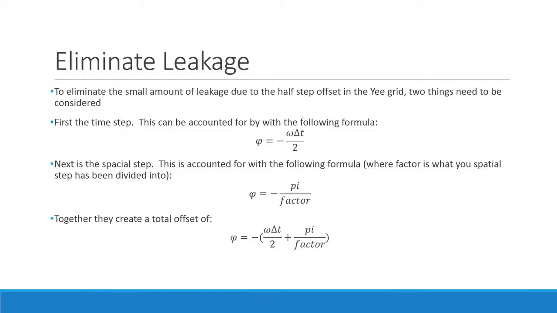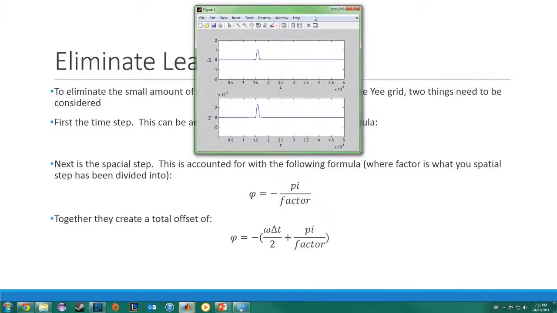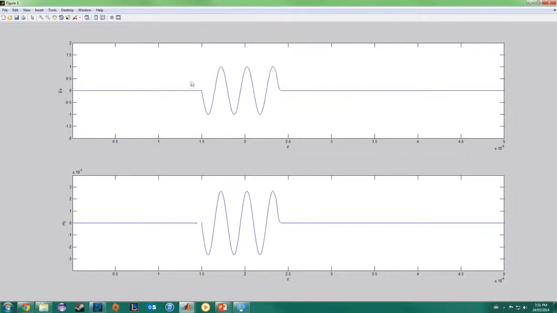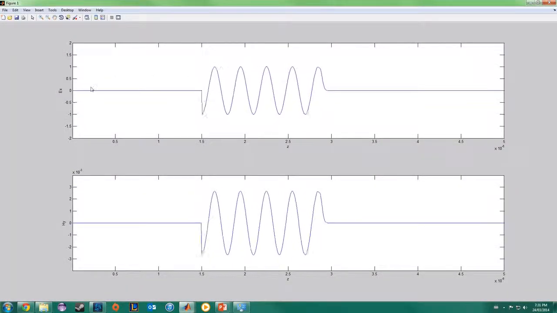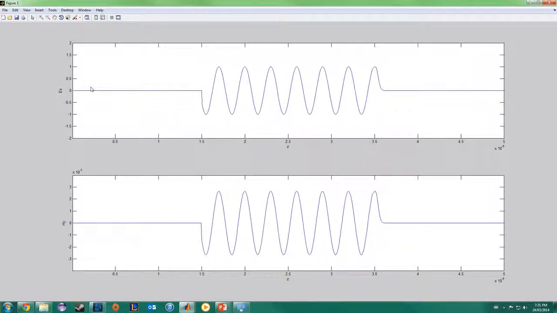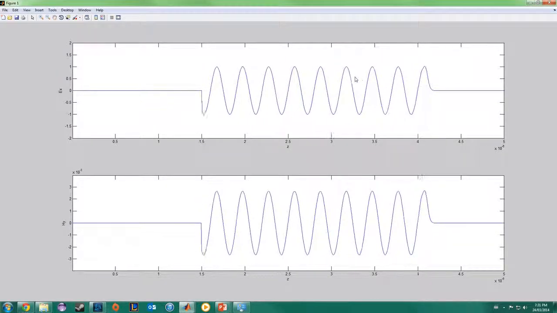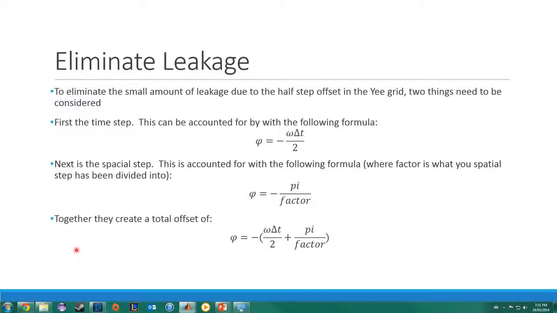and then we're going to subtract that from the sine wave source, and we end up getting a wave that looks like this. And here we can see that the leakage has been eliminated and it's essentially flat. There is a very, very small amount, but you can't see it here.